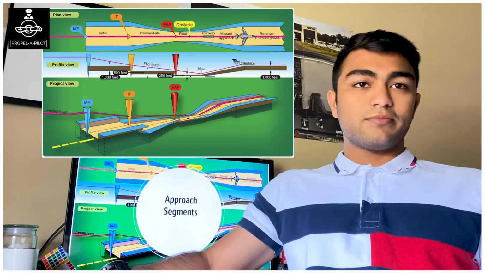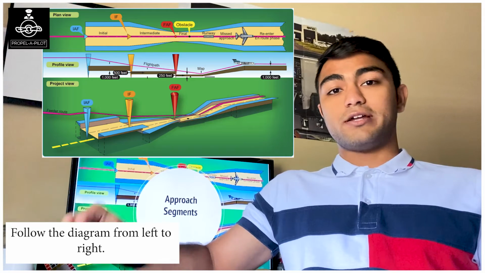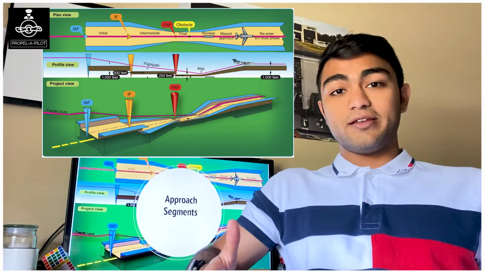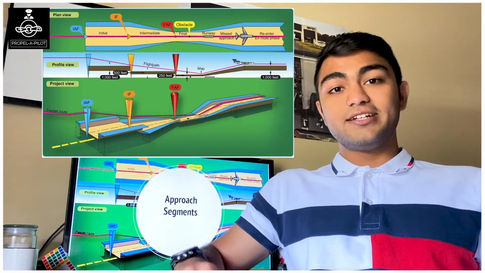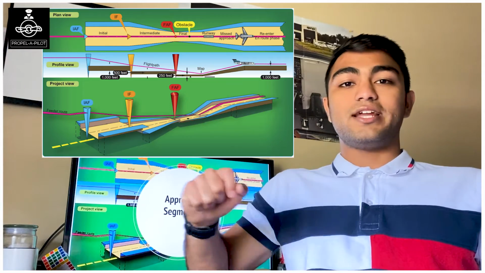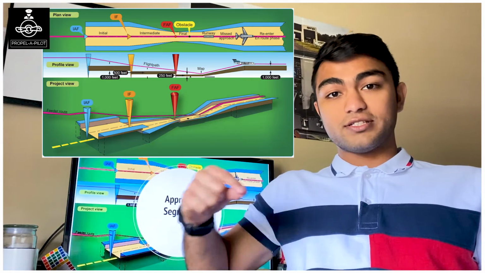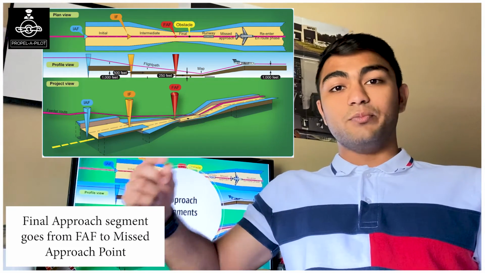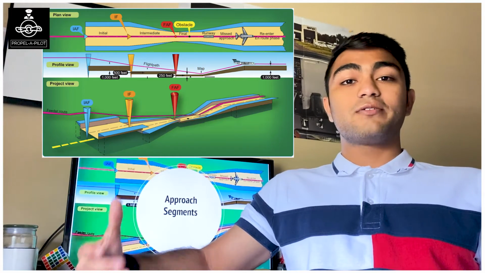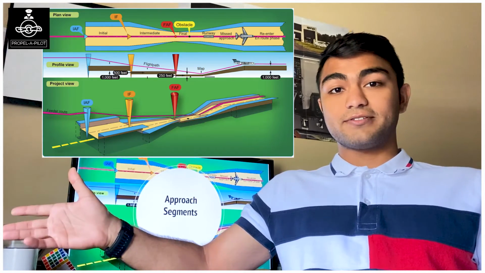This diagram talks about the different fixes. The initial approach fix is where the instrument approach actually begins. From the initial approach fix, you have the initial approach segment, which ends at the intermediate fix. From the intermediate fix, you have the intermediate segment, which ends at the final approach fix. Then you have the final approach segment, which ends at the missed approach point. From the missed approach point, you have the missed approach segment, which goes on to the missed approach holding fix.